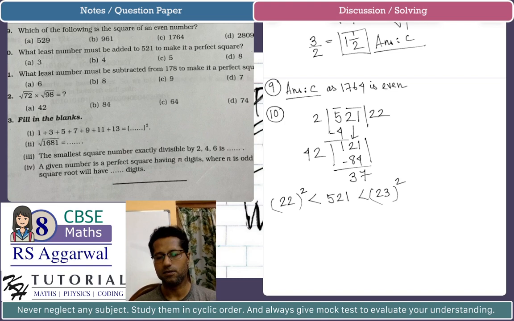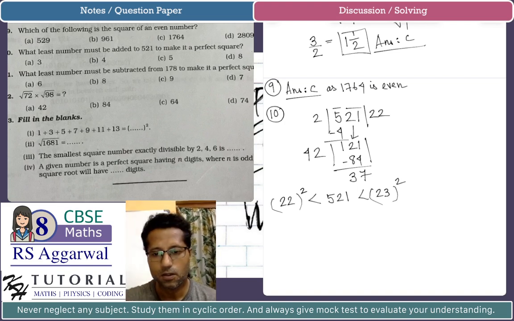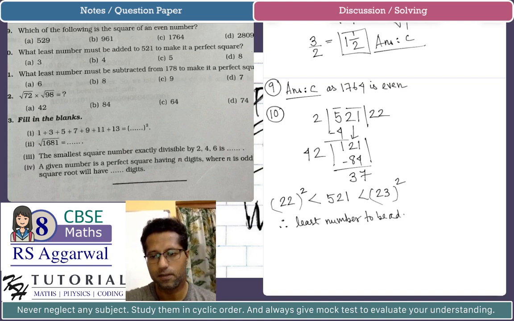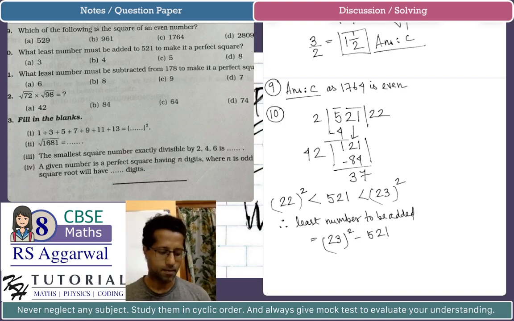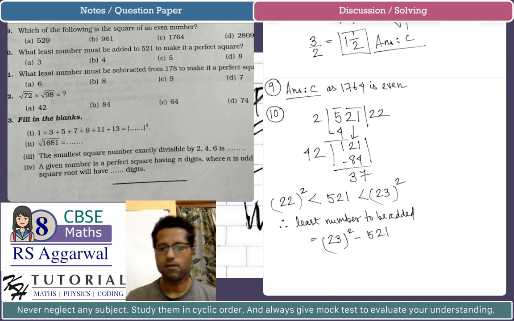Now we clearly can see that the next square number has to be 23 square, because 521 is lying between 22 square and 23 square. So definitely the next number greater than 521 which is a perfect square has to be 23 square. Therefore the least number to be added will be equal to the next square number, that is 23 square minus the given number 521. This will be the least number that must be added to 521, which will effectively make that number 23 square, which is a perfect square.